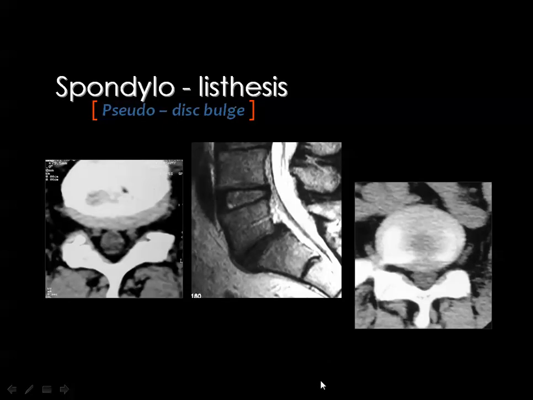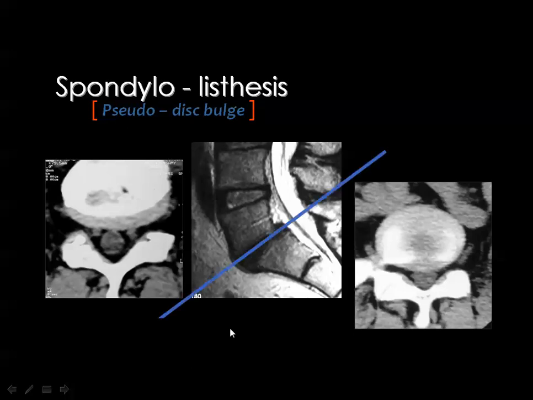Then one of the important issues is what's known as the pseudo disc bulge. Whenever the vertebra above moves anteriorly relative to the vertebra below, the posterior edge of the vertebra above will indent the intervertebral disc, and this will result in abnormal bulge of the disc posterior to the vertebral body.